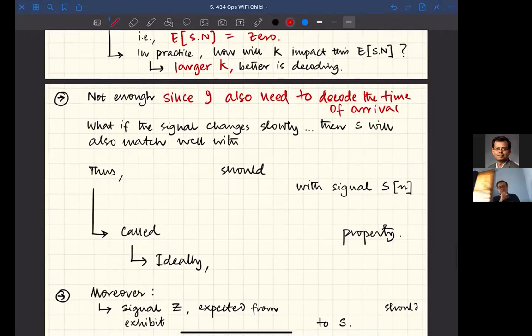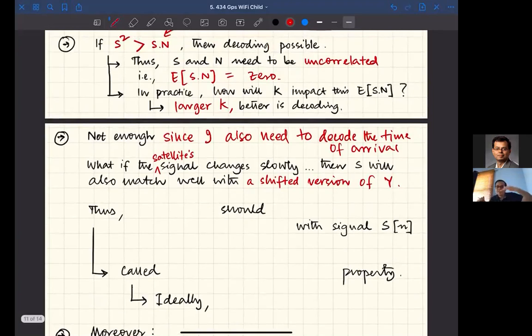So now this is a problem, because if the satellite signal changes very slowly, then S will also match well with a shifted version of Y. Right? Suppose the satellite signal, which is Y, is changing very slowly. Or think of it the other way. The satellite signal is changing very fast. This sample it's positive, next sample it's negative.